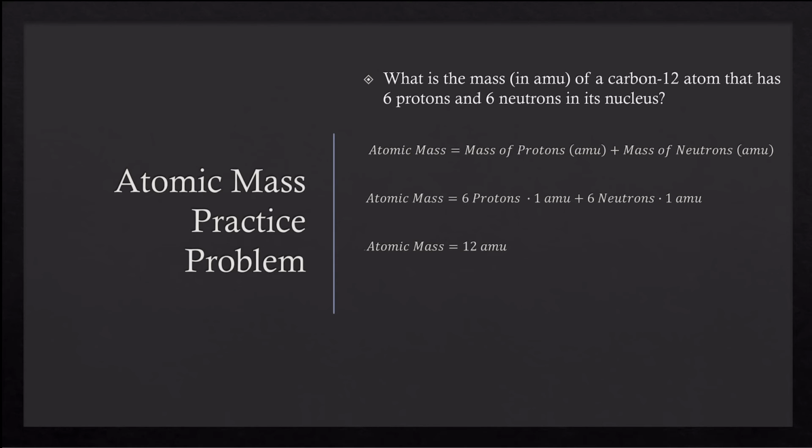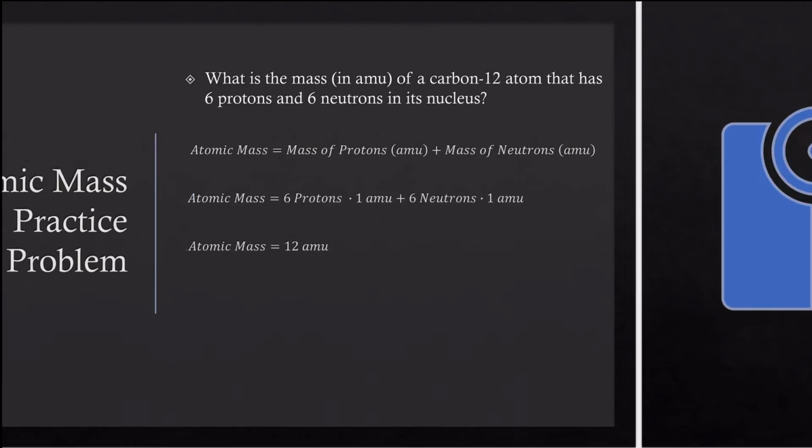So we can use that formula on the previous slide, where the atomic mass is equal to the mass of the protons in AMU plus the mass of the neutrons in AMU. Here we have 6 protons and 6 neutrons in the nucleus. So the atomic mass will be equal to 6 plus 6, which will be equal to 12 AMU.